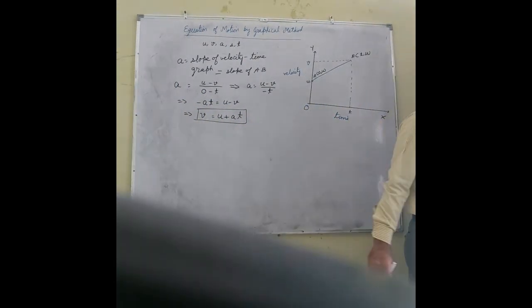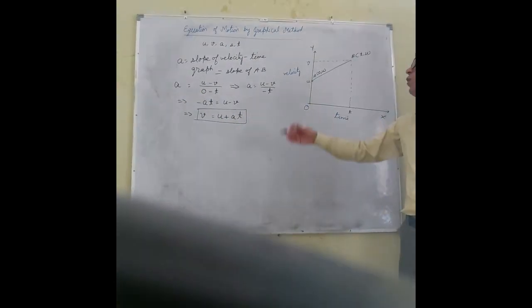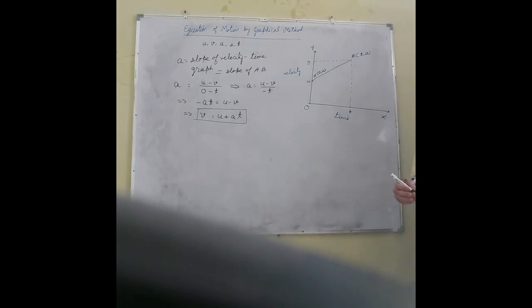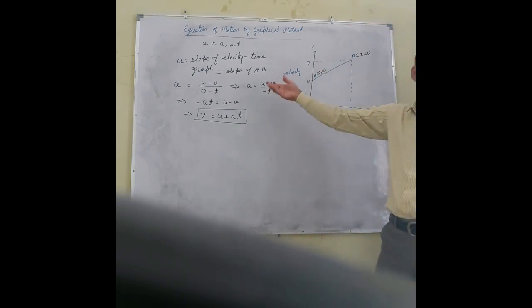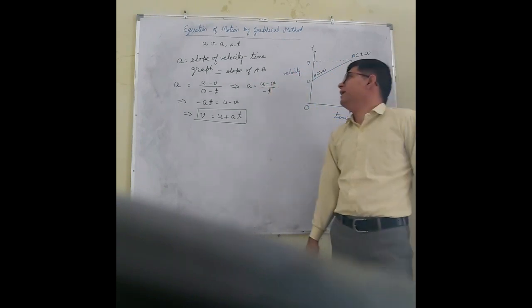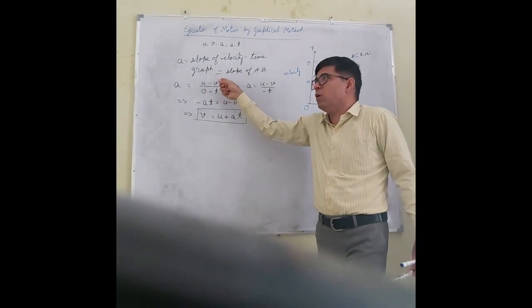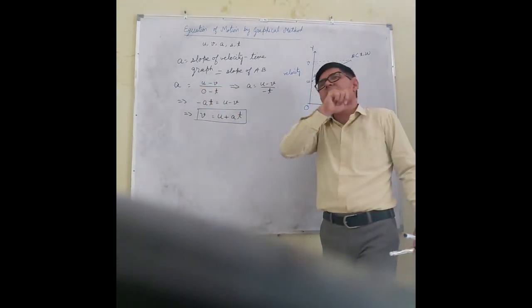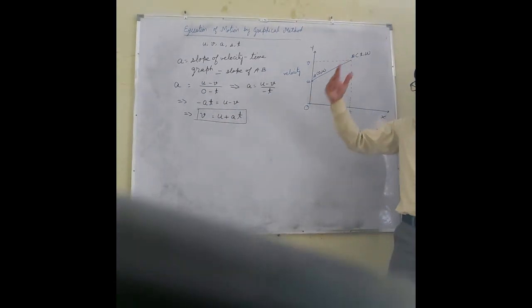I am repeating how to derive the first equation. Very simple. Just say the slope of the velocity time graph gives the acceleration, and calculate the slope. Slope calculation is very easy. Just write the difference of coordinates along the y-axis divided by the difference of coordinates along the x-axis. The coordinates along the y-axis are v and u, and the coordinates along the x-axis are 0 and t. So you can find it out.